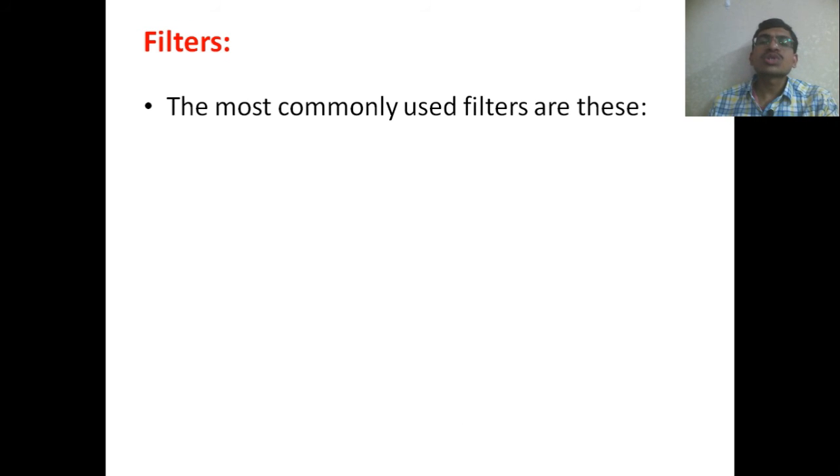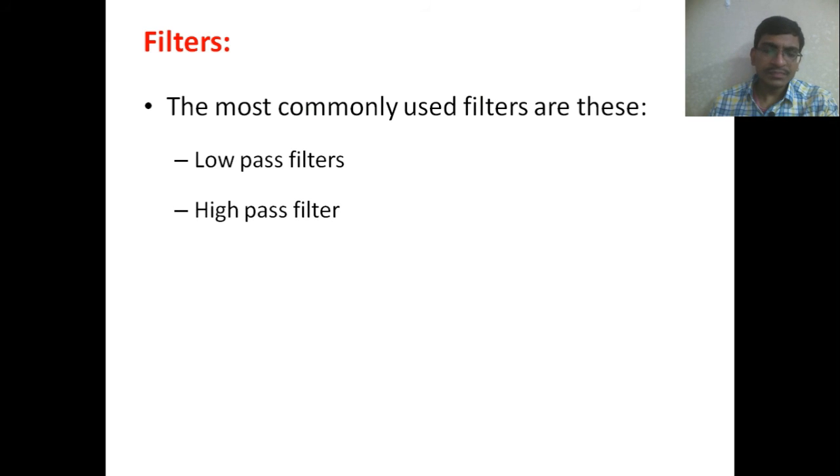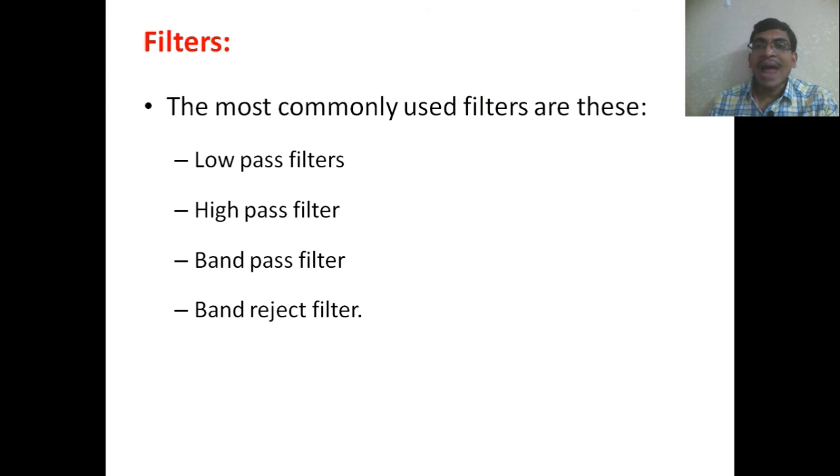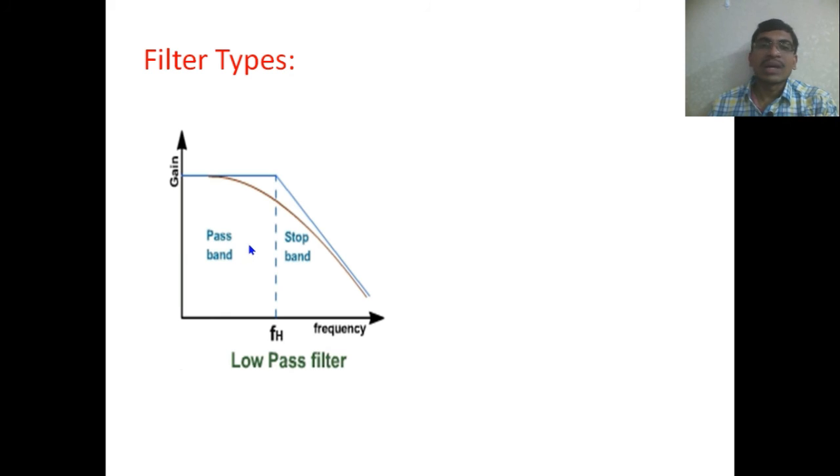So the most commonly used filters are low pass filters, high pass filters, band pass filters, band reject filters, and all pass filters. These are all the most commonly used filters. The low pass filter passes only low frequency signals, and we already know high pass filter, band pass filter, band reject filter and all pass filter. We will see them one by one. First one is the low pass filter.